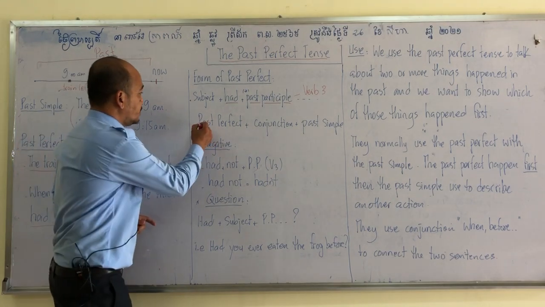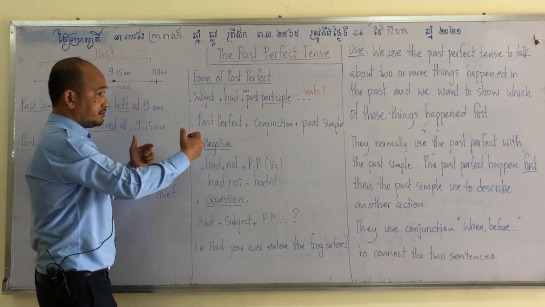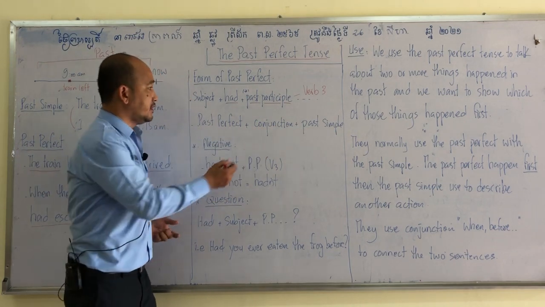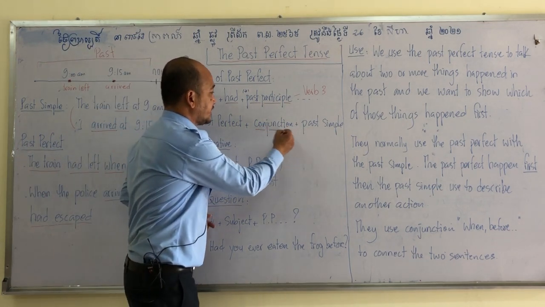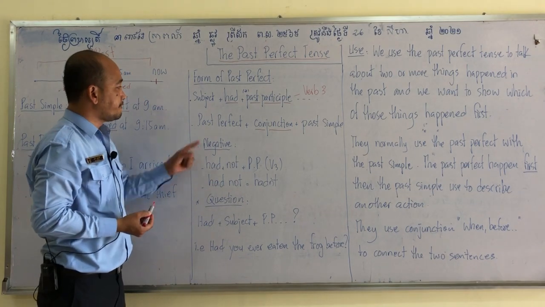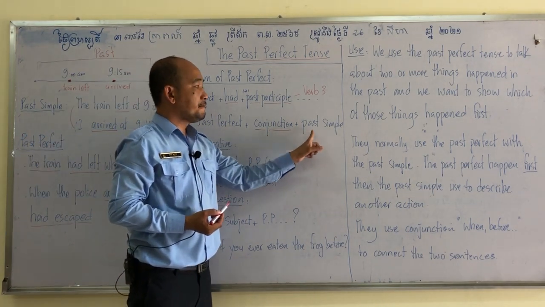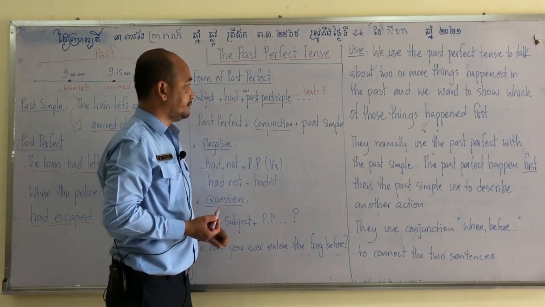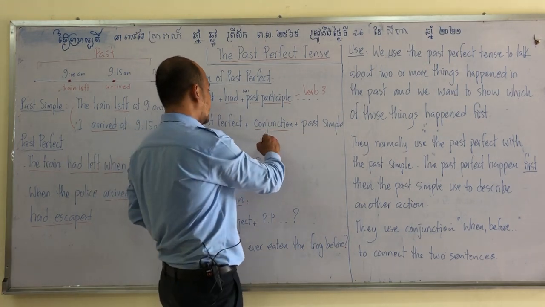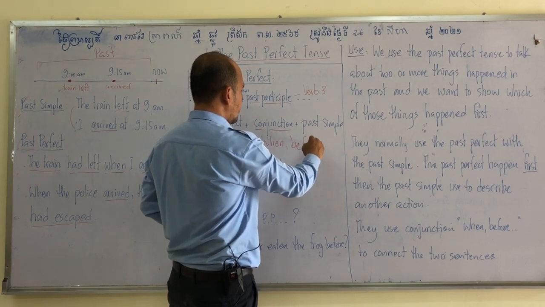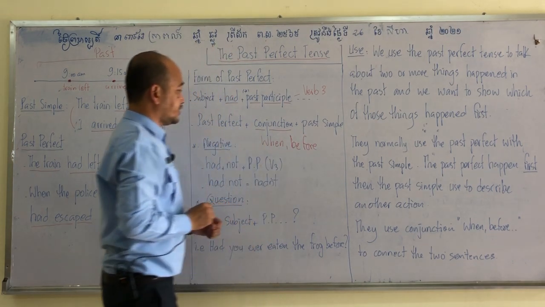And also, if you connect two sentences together, we normally use conjunction. Okay, conjunction. So we use the past perfect with the conjunction and past simple. Okay, so conjunction like when, and sometimes they use before. Okay, this is called conjunction.